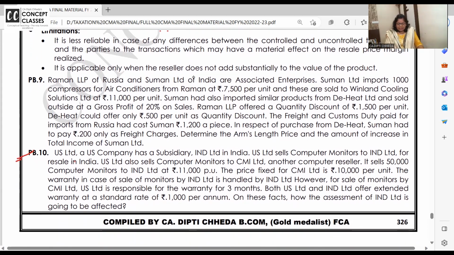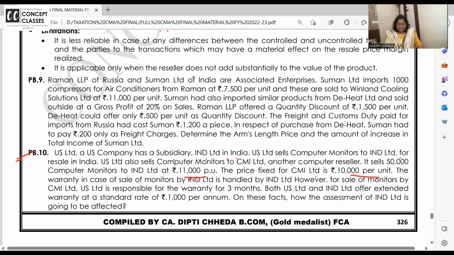US Limited has a subsidiary, India Limited, in India. US is selling computer monitors to India. US Limited is also selling to CMA Limited, another reseller. Are you getting it? The US company is selling monitors to us. They are also selling to another at 10,000. Price fixed for CIM is 10,000, but to us they are selling at 11,000. So we are buying at an inflated price. We are buying at 11,000, but they are selling to another enterprise at 10,000.